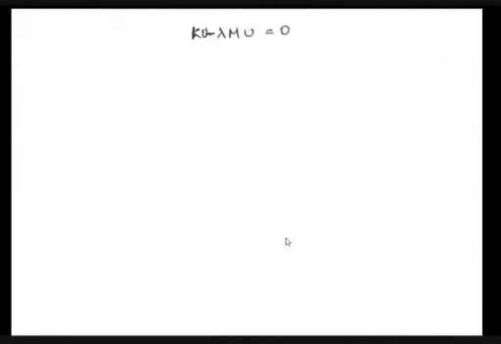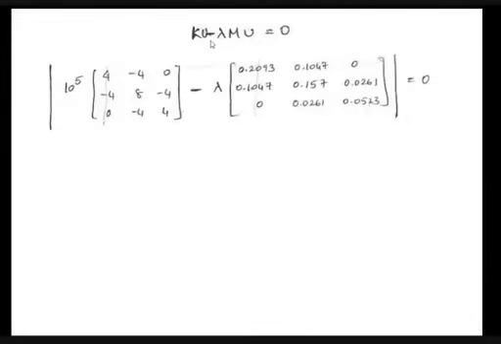Now, the equation of motion you already know. It is (K minus lambda M) into u equal to 0. Here we have multiplied u inside. So K is the global stiffness matrix, minus lambda times M, the global mass matrix. Now I am just substituting those which I have already got. Now I will apply the boundary condition. What is the boundary condition? It is fixed at the first node.